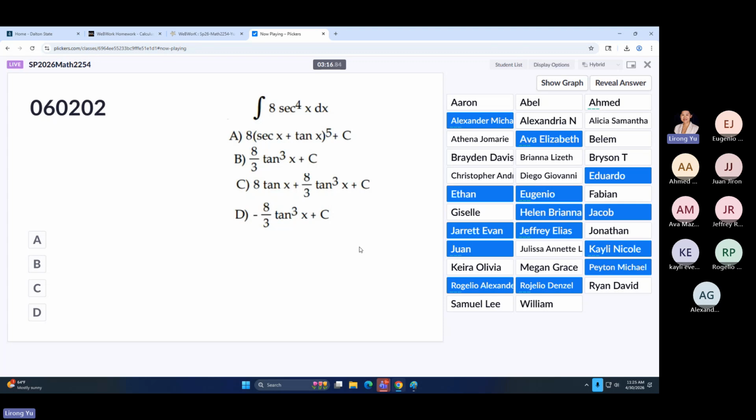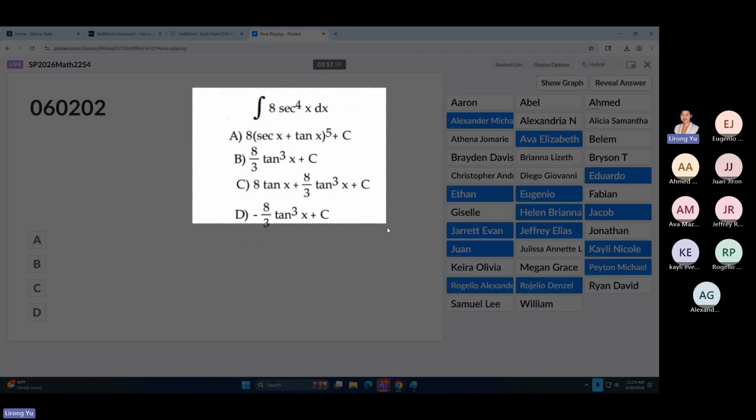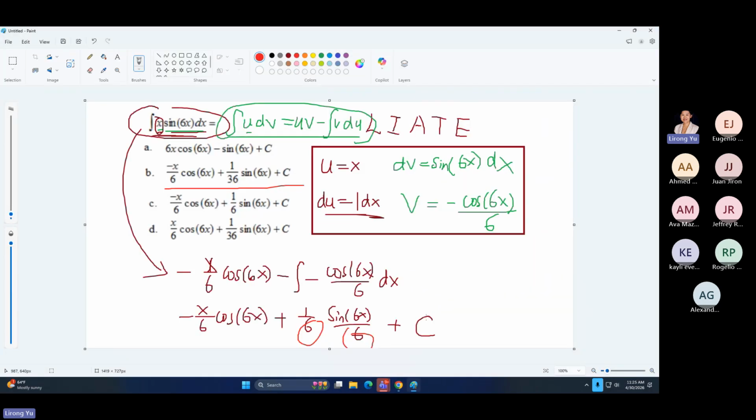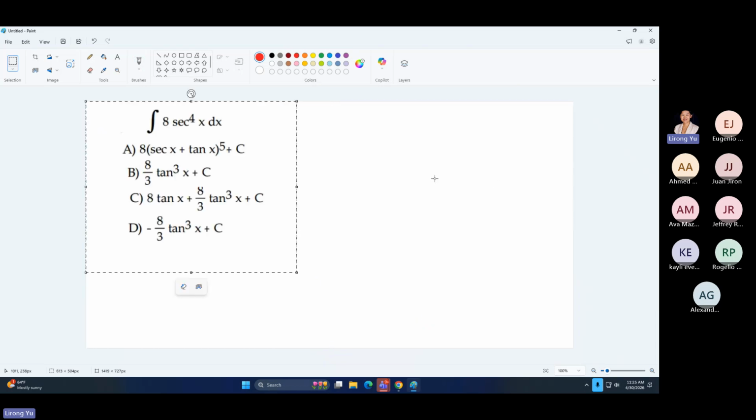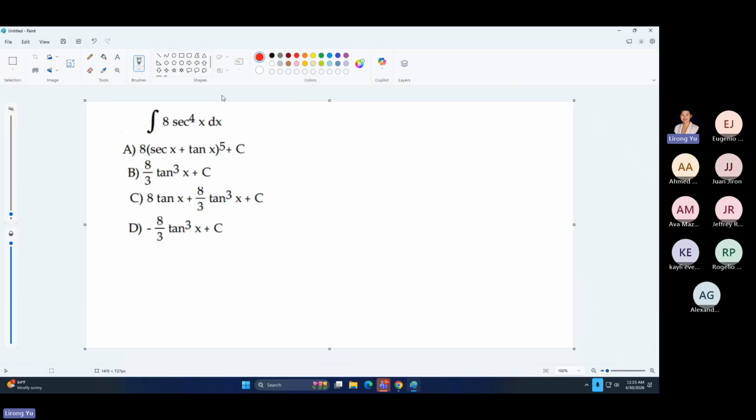Okay, I'm guessing most of us have already finished. Let me explain the answer. I know you may have a different approach. For calculating an integral, it's not always the same method. So this is equal to, for secant, secant square is the derivative of tangent. So there's already a derivative. So we have 8 secant square of x times secant square of x dx.